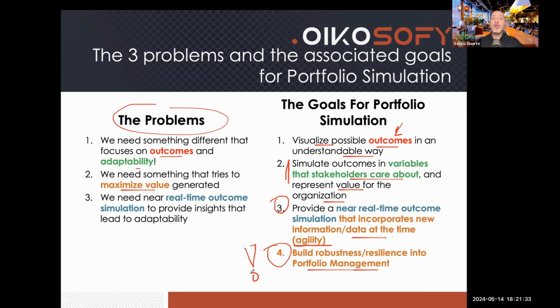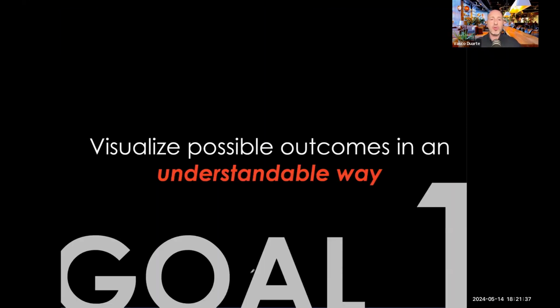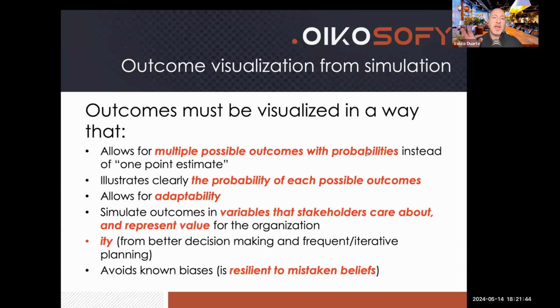All right, so how do we do this, right? Like, how do we make this practical is the next question. So let's go through those. Let's start with the first goal, to visualize outcomes in an understandable way. Okay, so first thing that is very important is that we need to allow for multiple possible outcomes. When we used to do estimates, there was only one outcome, and that outcome was the release date, and it had typically one point. In some cases, it had like a window, but that window was never really updated. So it wasn't really useful, right?